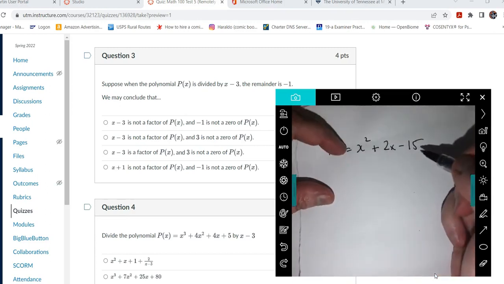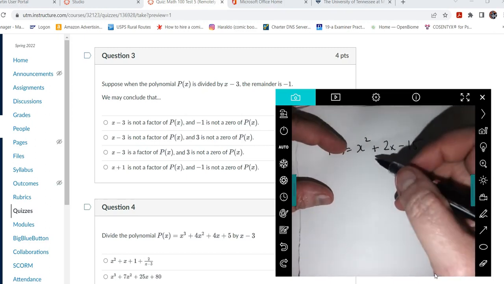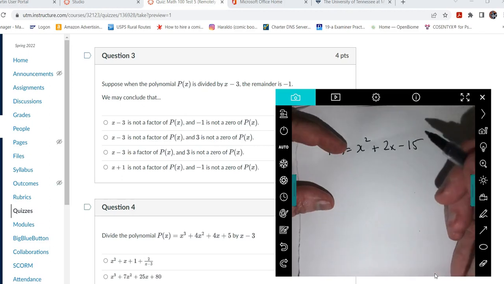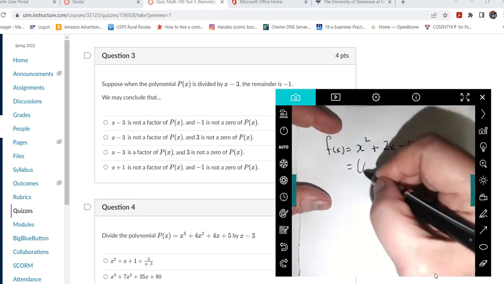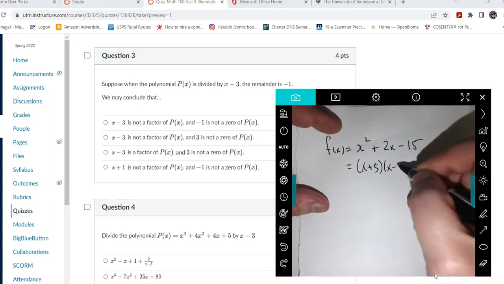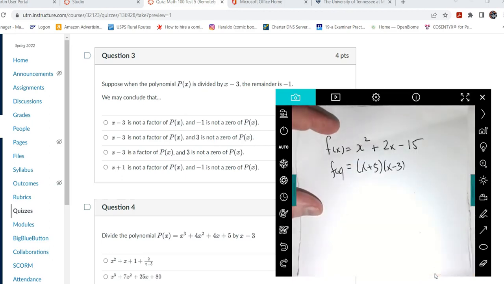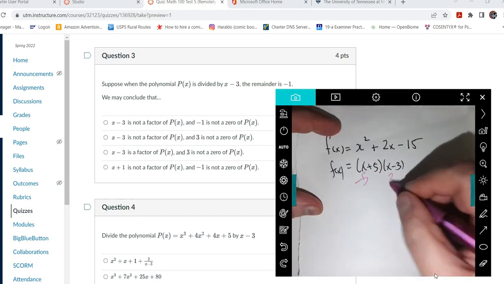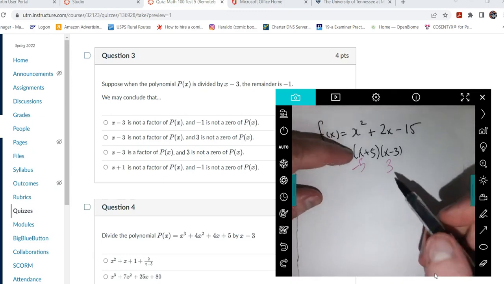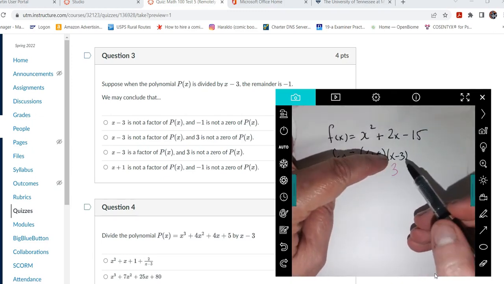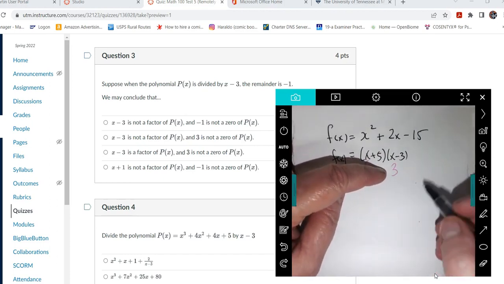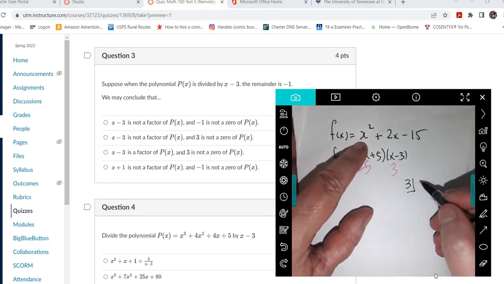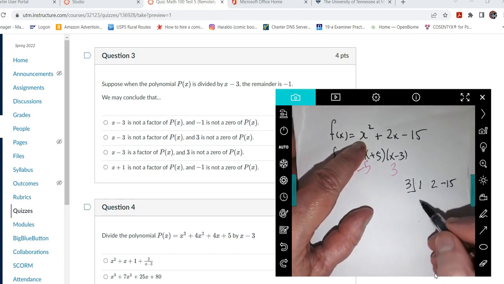Can we factor this? Well, yes, we can. 2 numbers that multiply together to give me negative 15, but add up to be positive 2. So that's going to be positive 5 and negative 3. So you can factor this. And we can see that negative 5 is a 0 and 3 is a 0. That means if 3 is a 0, x minus 3 is a factor. And if I was to do synthetic division where 3 is in the box with this, my remainder is going to be 0.